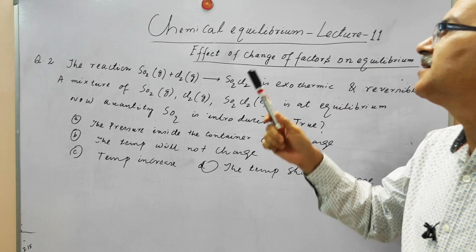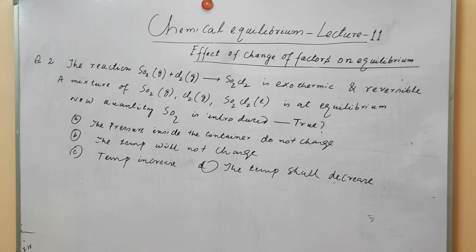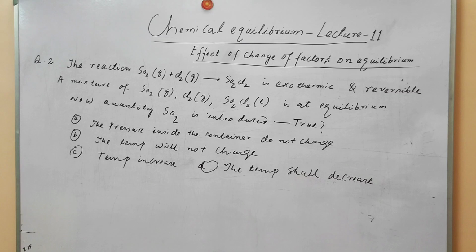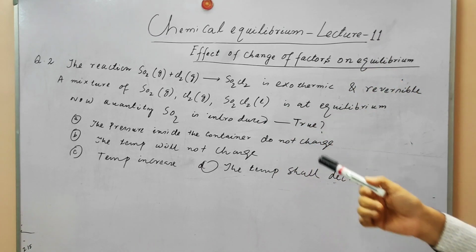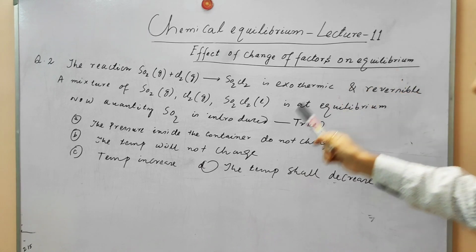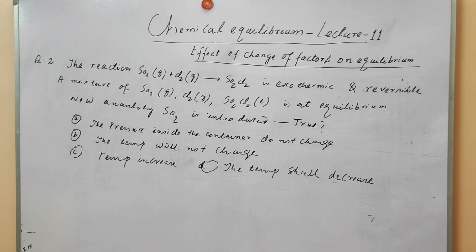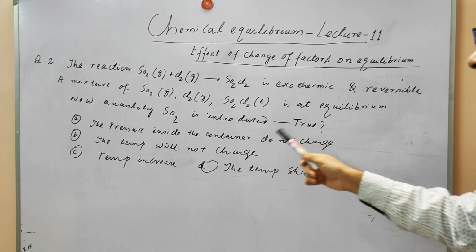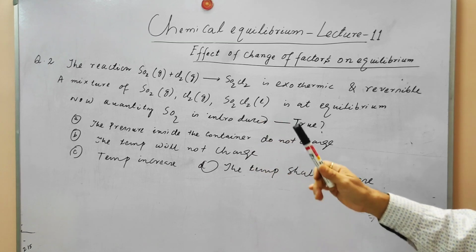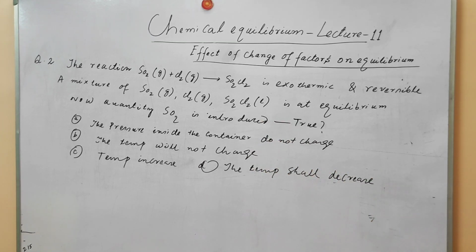So this is the reaction of SO2 gas and Cl2 gas, and it will produce SO2Cl2, which is exothermic and reversible. A mixture of SO2 gas, Cl2 gas and SO2Cl2 liquid is at equilibrium. Now a quantity of SO2 is introduced. Which of these four conclusions will be true? The pressure inside the container does not change, the temperature does not change, the temperature increases, or the temperature decreases.